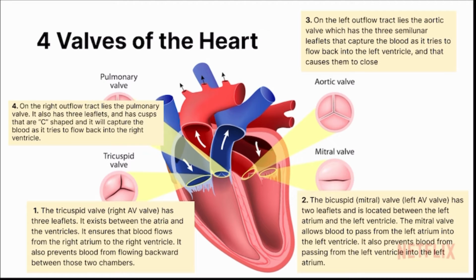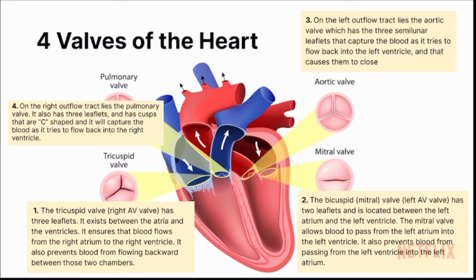The heart is comprised of four major heart valves, starting with the tricuspid valve, also known as the right atrioventricular valve. It has three leaflets and exists between the atria and the ventricles. The tricuspid valve ensures that blood flows from the right atrium to the right ventricle. It also prevents blood from flowing backward between those two chambers.